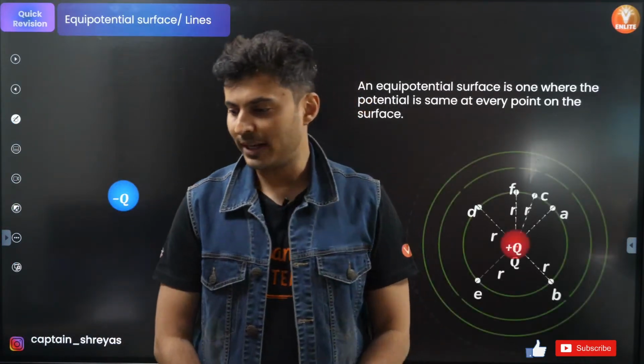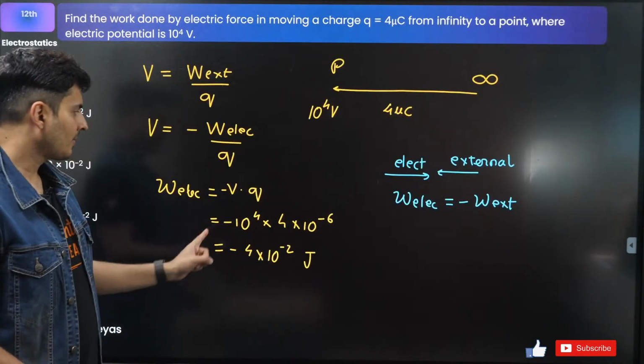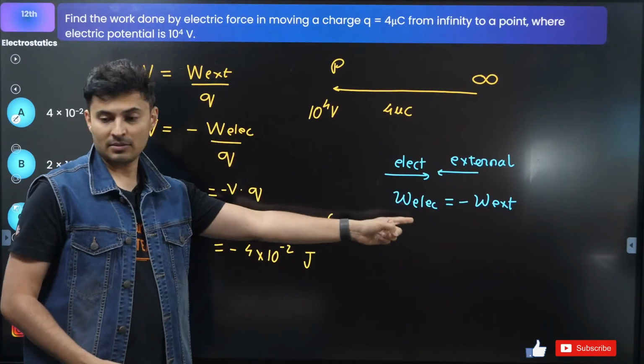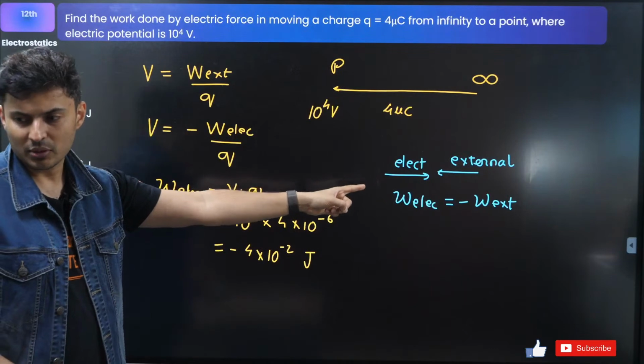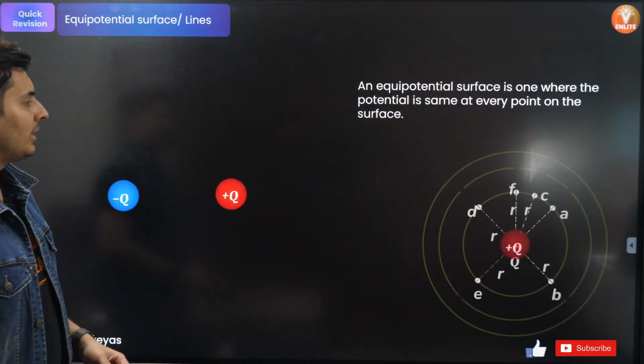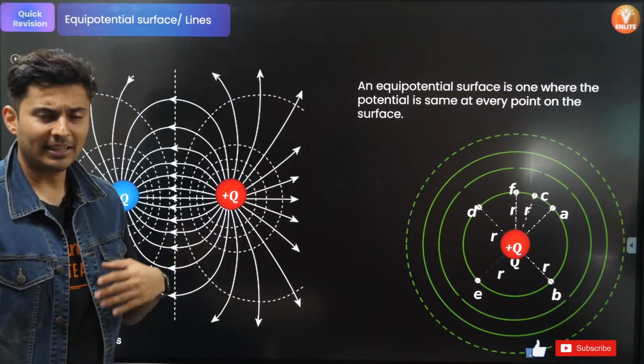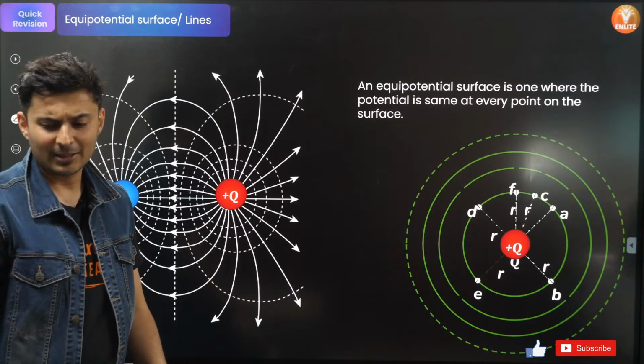Very nice, very nice. I hope, Cheetah, this is clear. Why that negative sign? It came from here, okay? This concept is very important. That's why you should know the definitions properly. Now, let's see the relationship between field and potential and then slowly go to dipoles and stuff like that.